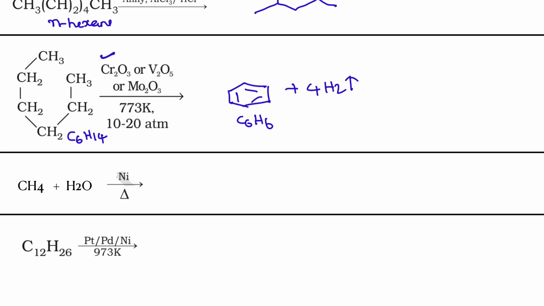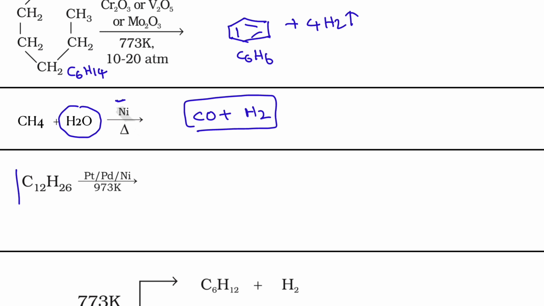Next one, when alkane is heated with steam in presence of nickel, that gives carbon monoxide and hydrogen gas. This is called water gas, syngas. And most important reaction, dodecane, when it is heated to 973 Kelvin in presence of platinum or palladium or nickel. This is basically a pyrolysis reaction.